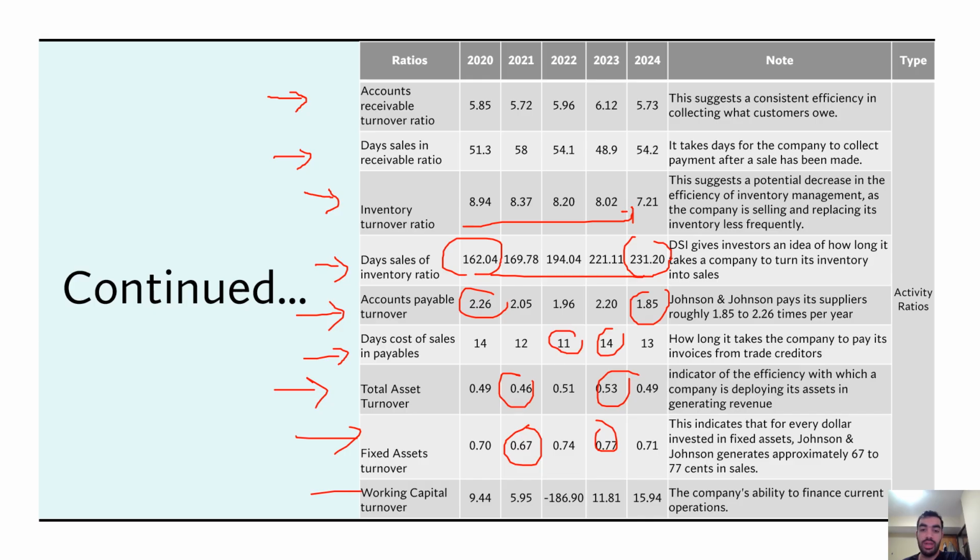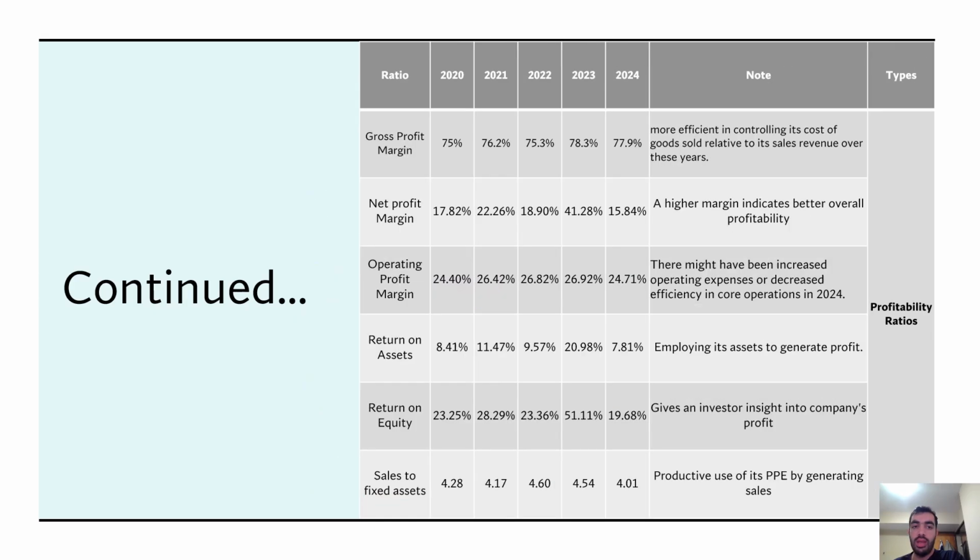And finally is working capital turnover, volatile with a notable negative value in 2022, and then high positive in 2023 and 2024. So this was all about the activity ratio of Johnson & Johnson. The final financial analysis of Johnson & Johnson is for profitability ratios. So now I'm going to dive into gross profit margin.